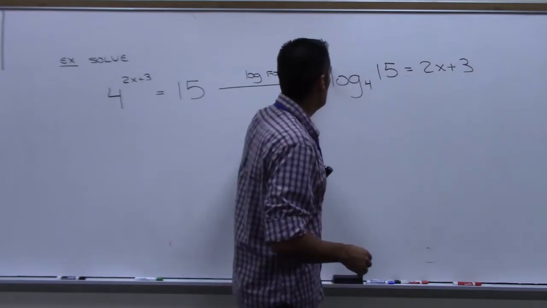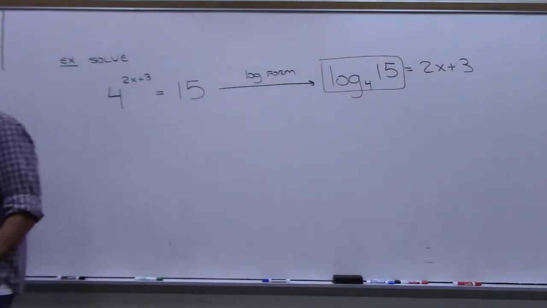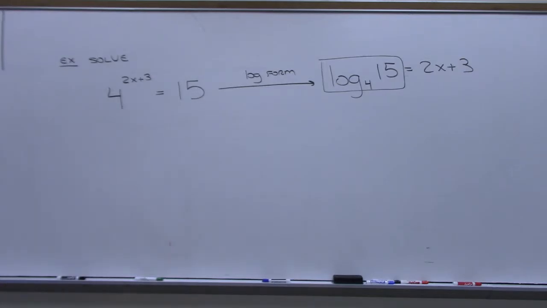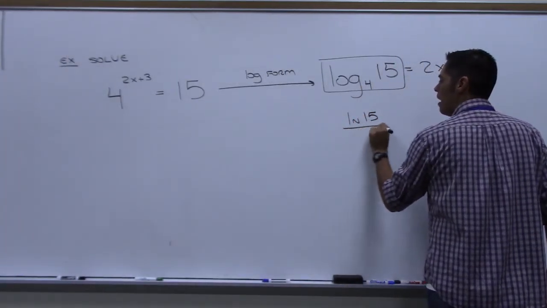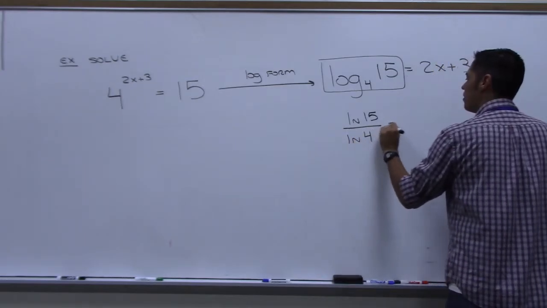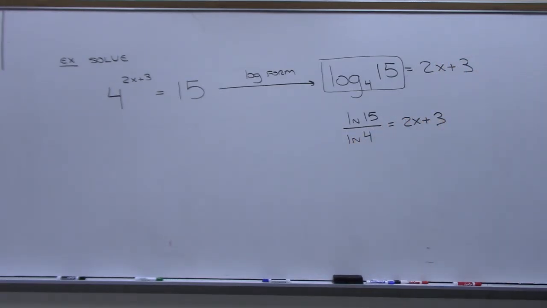But you've got to figure out what this side is. But what's log base 4 of 15? According to the change of base formula, I can do that on my calculator, can't I? That's really natural log of 15 divided by natural log of 4. And then the other side I'm not going to touch yet. So on your calculator, please, natural log of 15 divided by natural log of 4.